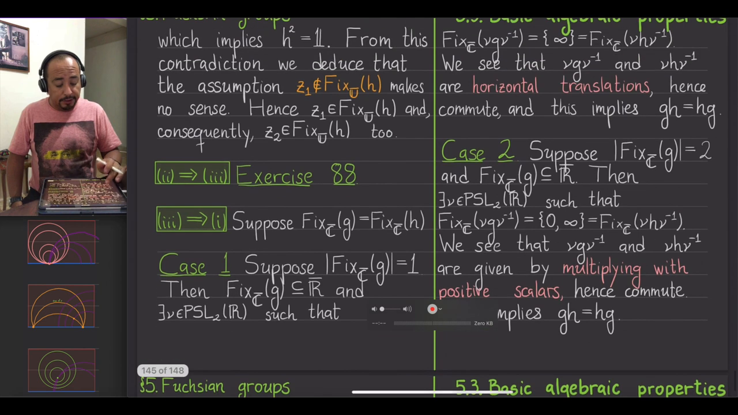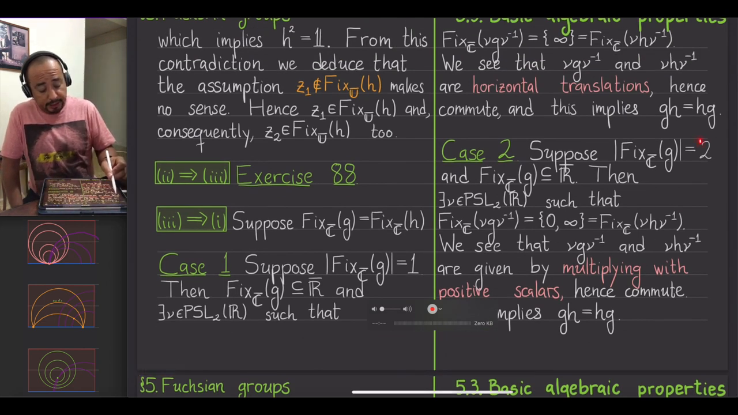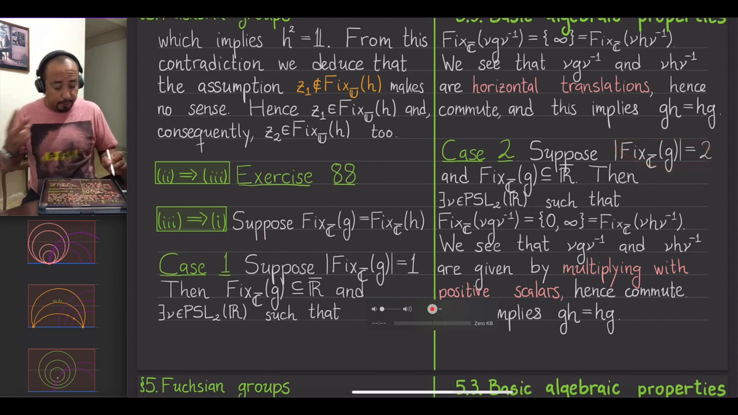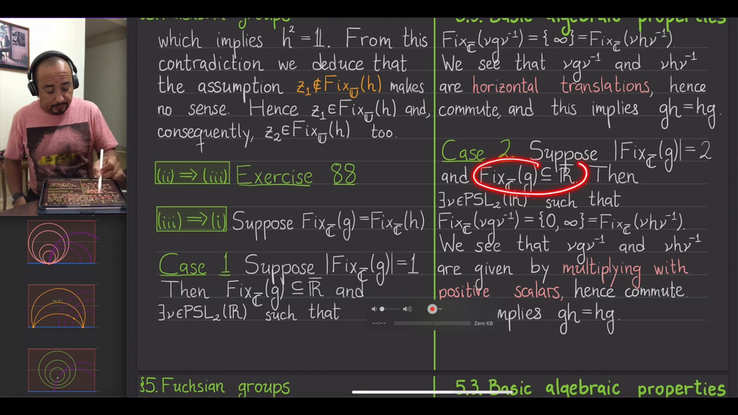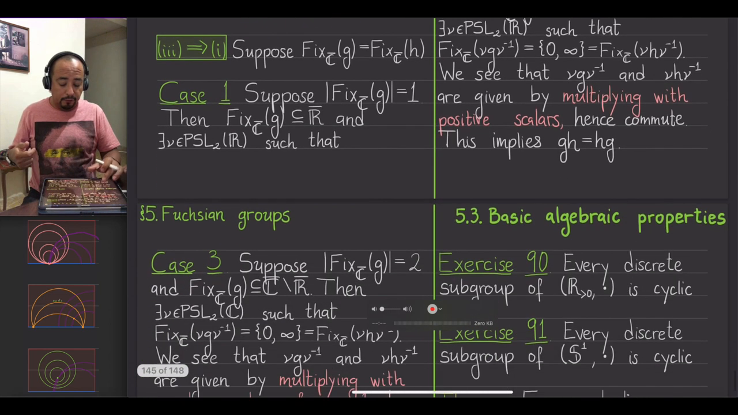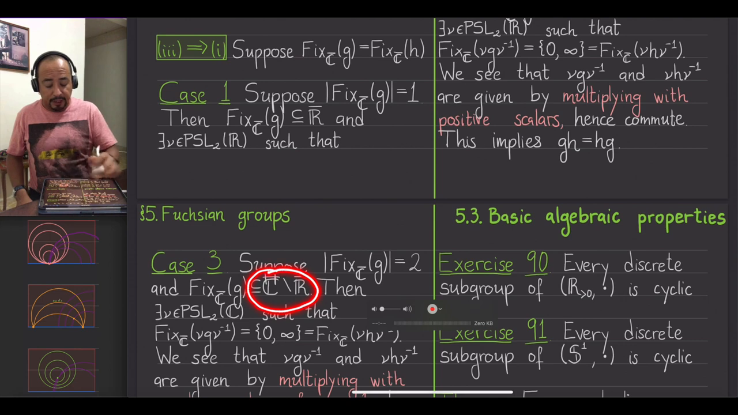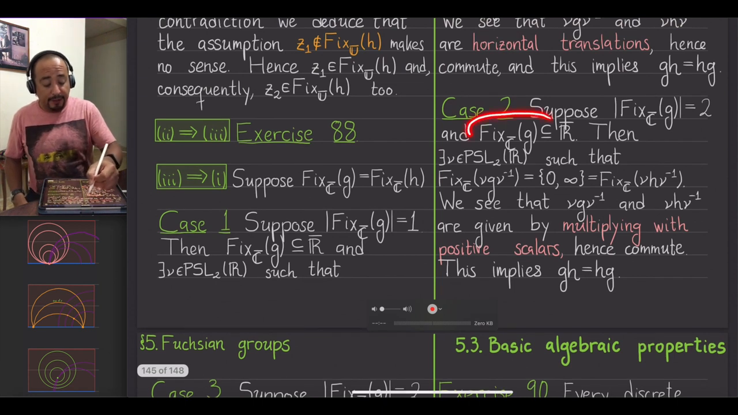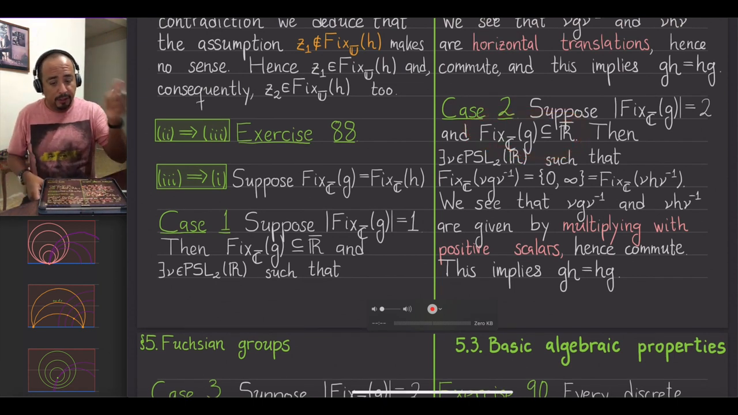And finally, now let's assume that G and H have no two fixed points in R bar. You see, G has at least one fixed point outside R bar, but this automatically implies that both fixed points of G are in C bar minus R bar, because G is an element of PSL2R. Not having at least one fixed point outside R bar tells me G has to be elliptic, and the two fixed points have to be conjugate complex numbers.